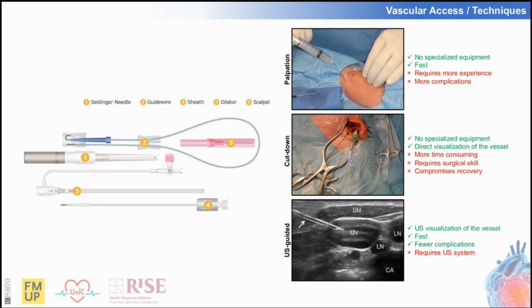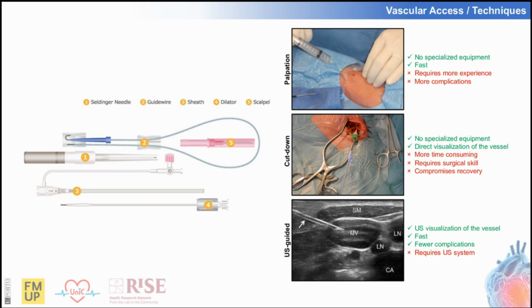So there are several techniques for gaining vascular access, all of which have their pluses and minuses. Mostly used by physicians, the palpation technique entails the identification of the femoral artery by feeling its pulse. It does not require any specialized equipment and is the fastest to be performed. Despite that, it does require a lot more experience and can be associated with a higher failure rate. The cut-down technique involves the dissection of the surrounding tissues until the vessels are directly seen, and while it does offer a direct visualization of the vessel, it is more time-consuming, requires surgical skill, and compromises animal recovery. Lastly, the ultrasound-guided technique, which you just saw, is relatively fast, allows direct visualization of the vessel, and has a low failure rate.